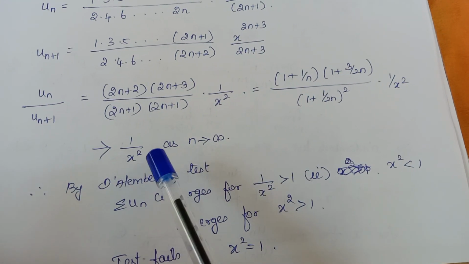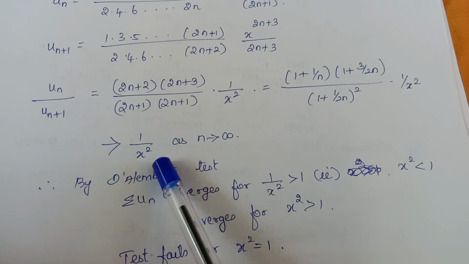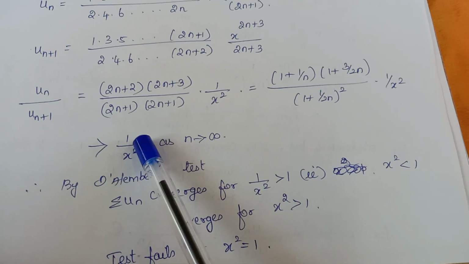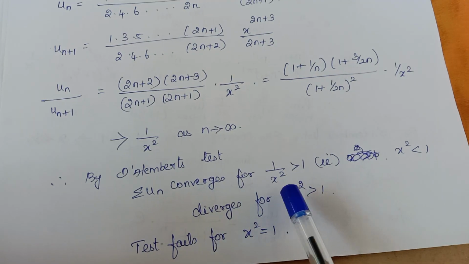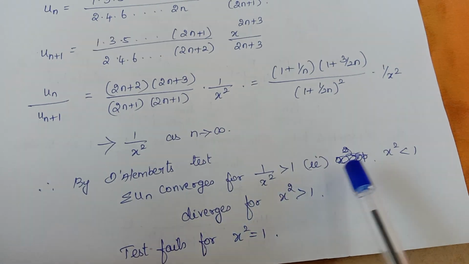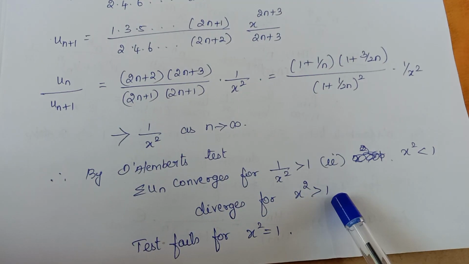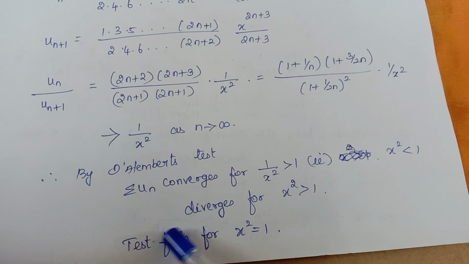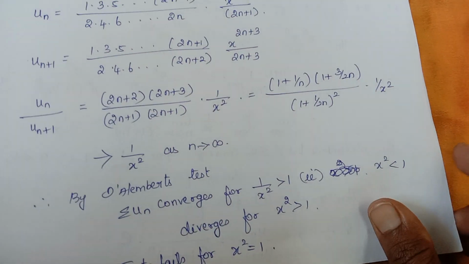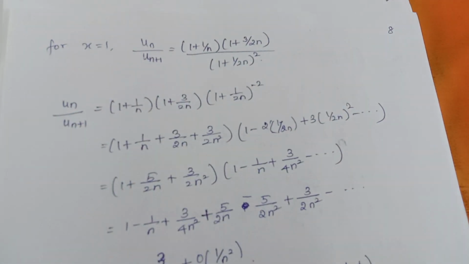So the series converges or diverges based on the value of x square. Okay, so if 1 by x square is greater than 1, it is convergent. That means x square less than 1 means the given series is convergent. If x square is greater than 1, it is a divergent one. And the test fails when x square equal to 1. Okay, so we have to check what happens when x equal to 1.